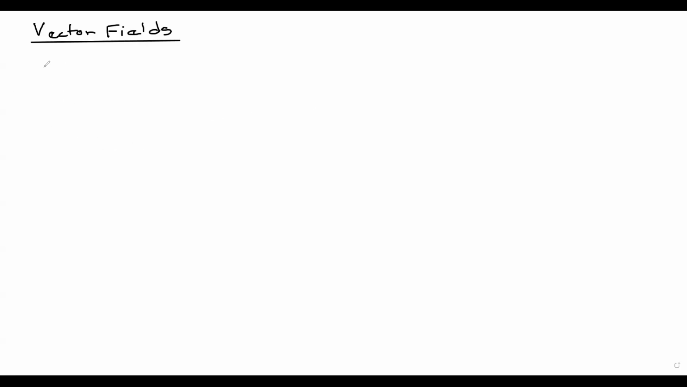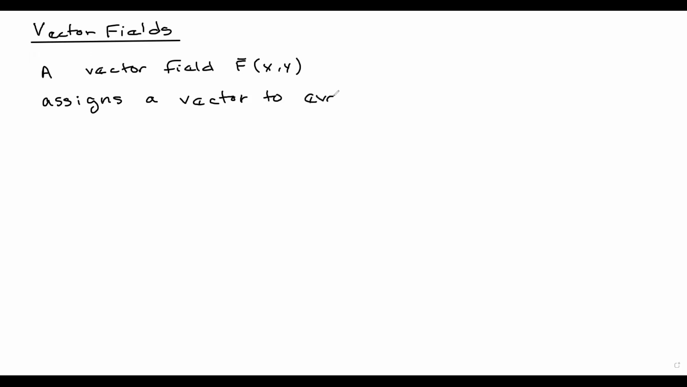A vector field f of x, y assigns a vector to every point in two dimensions, in our two-dimensional space. Okay, so that's just our definition.